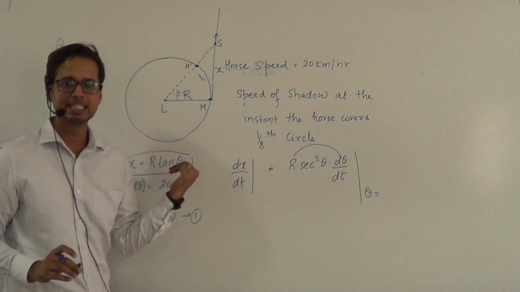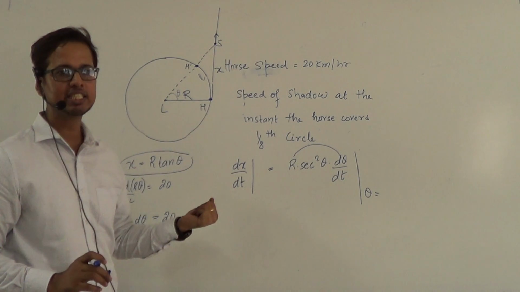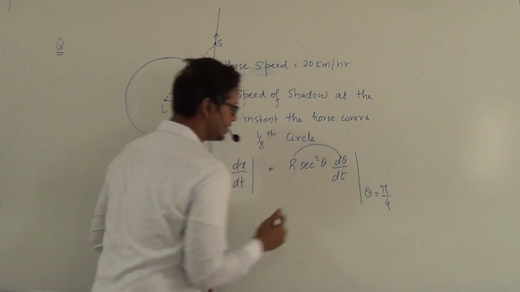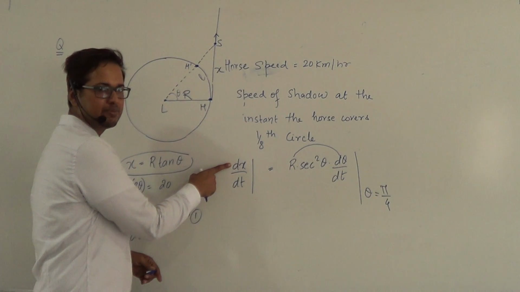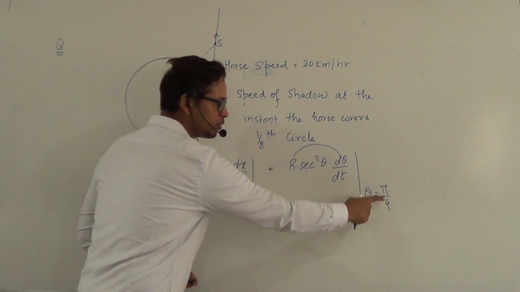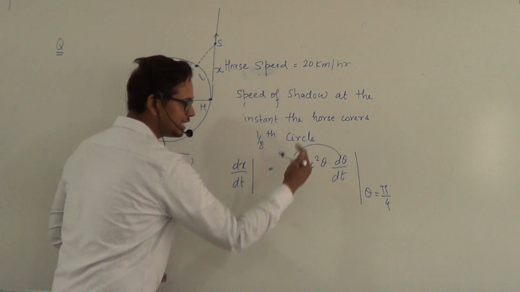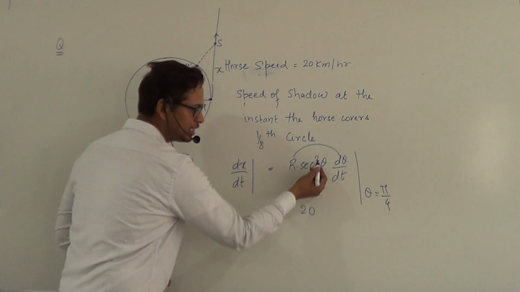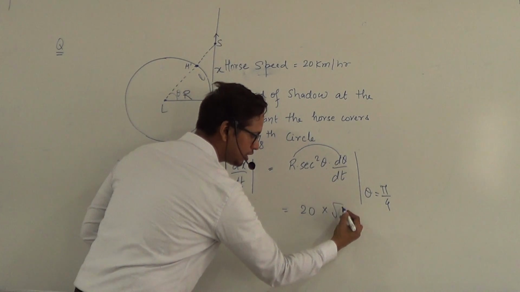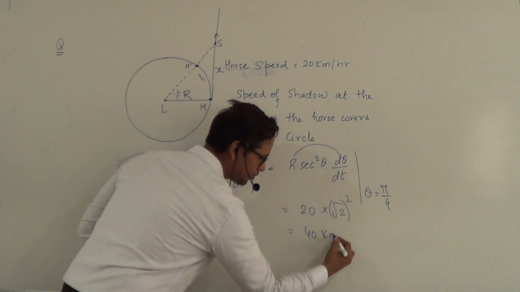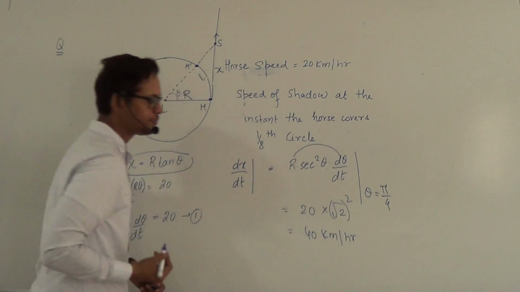1/8 of 360 degree. What is 1/8 of 360 degree? 45 degree. So you want to calculate the change of the speed with respect to time, or rate of change of speed, at theta equal to 45 degree, and R d theta is always fixed at 20. So answer will be 20 sec square of 45. What is sec square of 45? Root 2 square. So the answer is going to be 40 kilometers per hour.